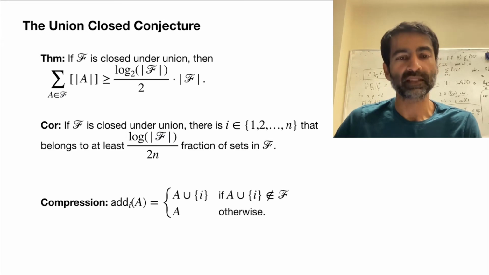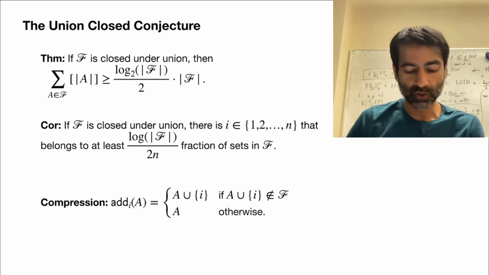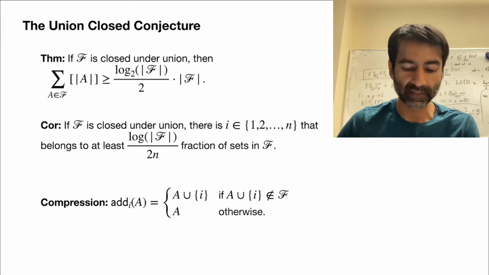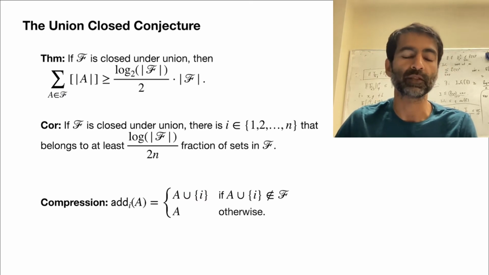The idea of compression is that you can take any family of sets and modify it in a very simple way. In each step, you try to add an element to all of the sets. So you try to add, say, the ith element to each set. And how do you do that? Well, if the set A union I already belongs to the family, then you do nothing. You leave the set as is. But if the set A union I does not belong to the family, then you add the ith element to the set. So this is what it means to do compression.